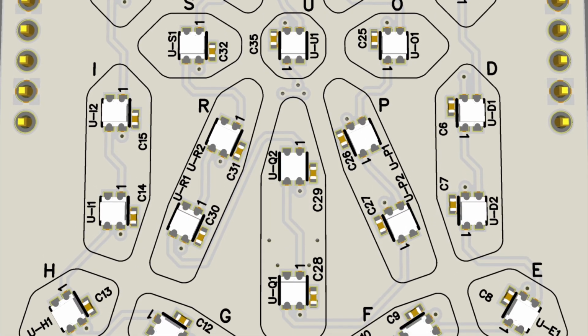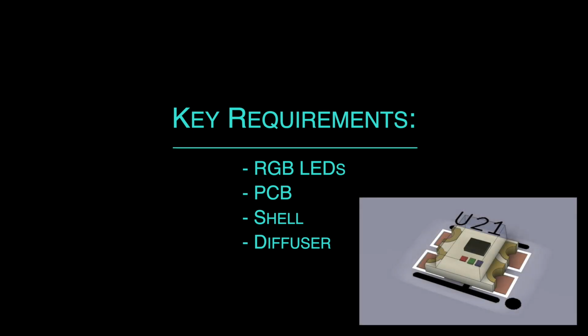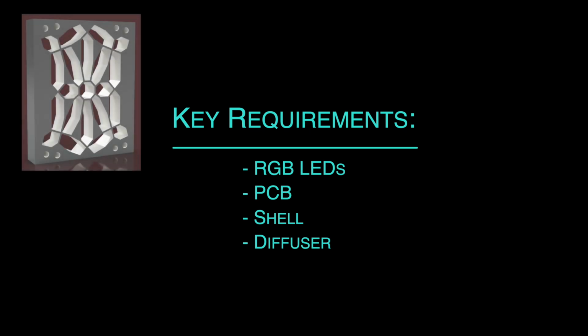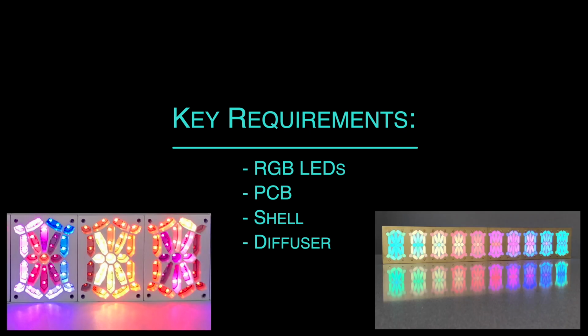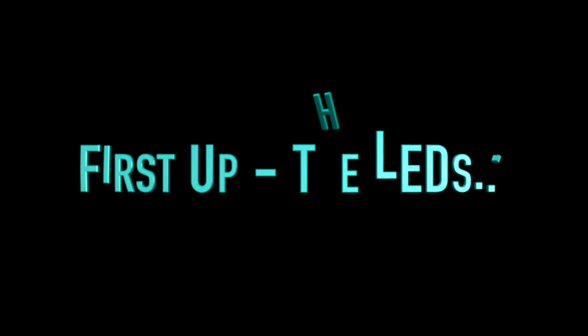In order to create these displays, there are four main features required to make them functional: the RGB LEDs, a PCB to carry the LEDs, a shell to reflect the display's Victorian style, and a diffuser giving each segment even illumination. So first up, let's have a look at the LEDs.